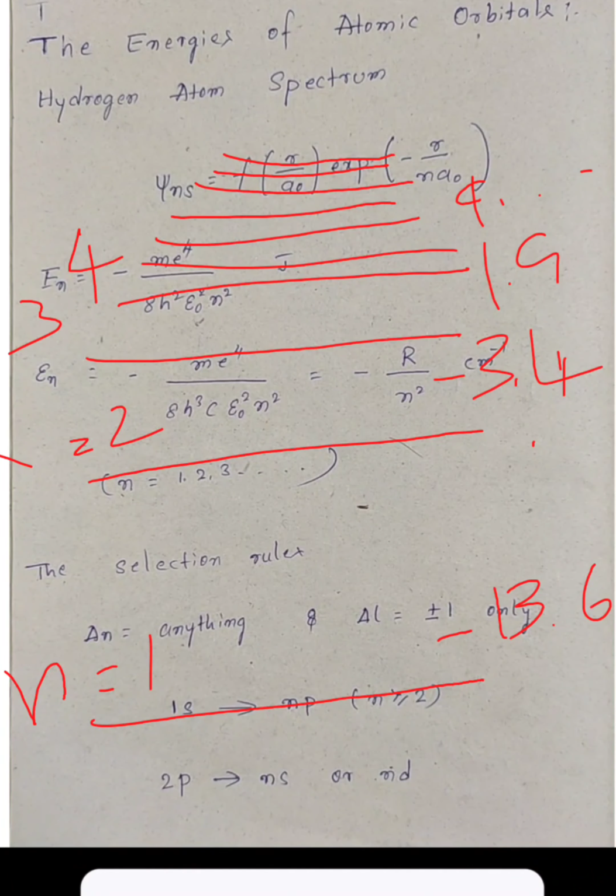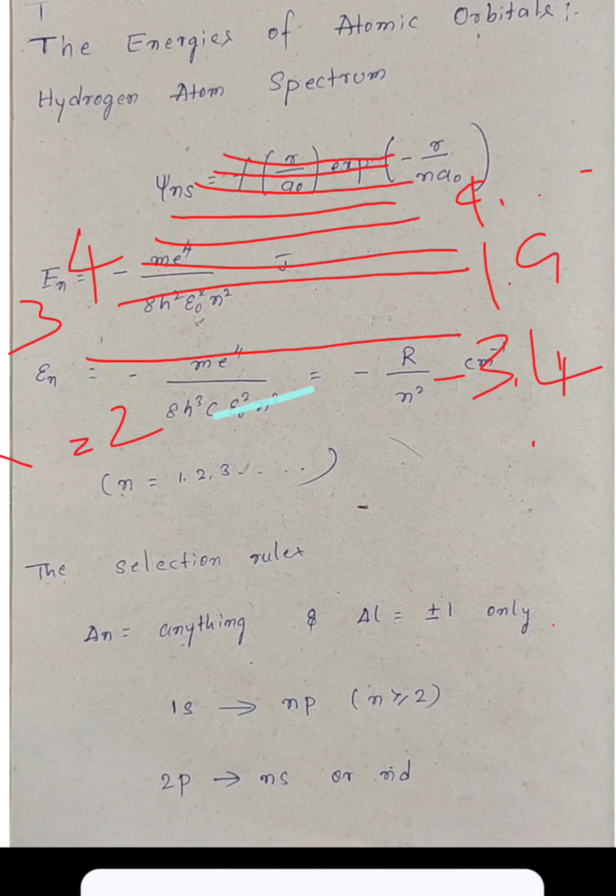Here, when n increases, the energy levels become very close. The difference between two energy levels is very small. When n is small, the energy levels are well separated, and delta E becomes very large. When n increases, the separation between two energy levels is very small. It is like a continuum when n increases. So this is the energy levels of the hydrogen atom.